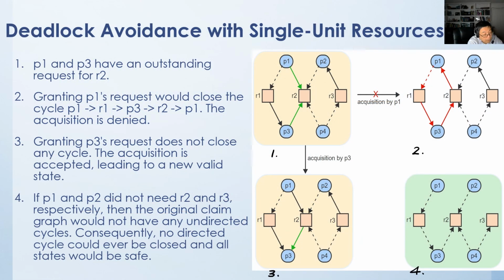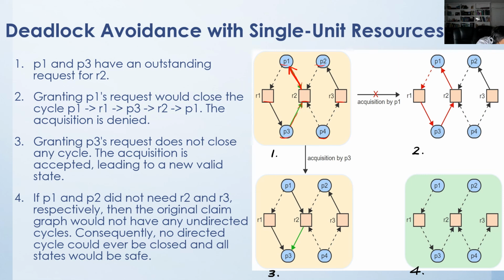So now let's take a look at this example. Here we have 4 processes, P1, P2, P3, P4, and 3 resources, R1, R2, and R3. Each has only 1 unit. Now there are two outstanding requests. P1 is requesting R2, and P3 is requesting R2. So now let's see if we grant P1's request for R2. So now this request becomes the allocation. Now what happens?